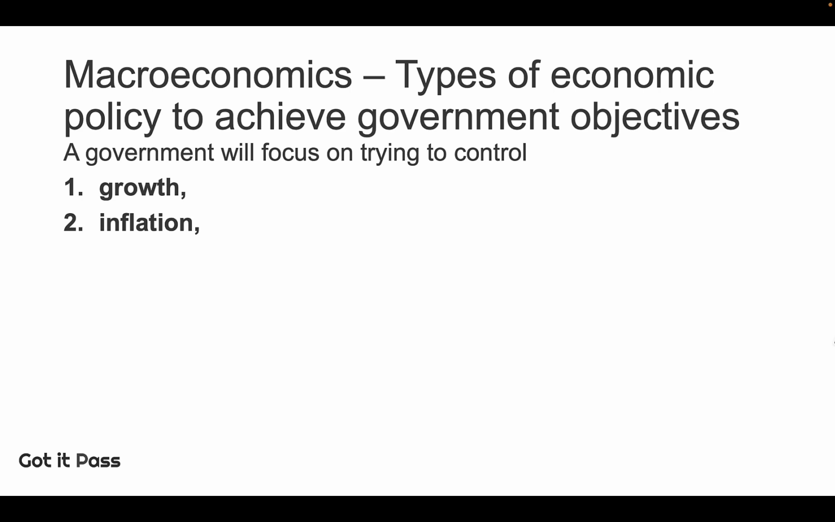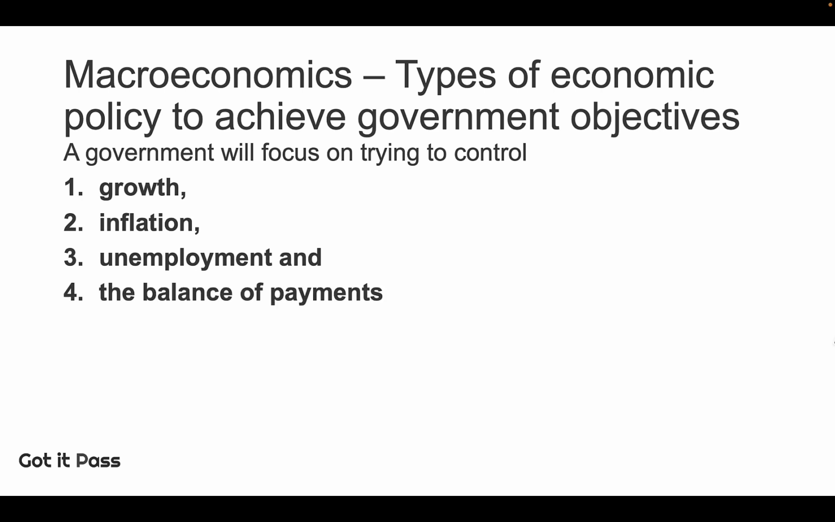Second, the inflation, that is the price level in the overall economy. Unemployment. Full employment is always an objective for a lot of governments in the world. And last but not the least, the balance of payments. That means the government would like to maintain a healthy trade deficit or healthy trade balances of payments with its trade parties in the world.